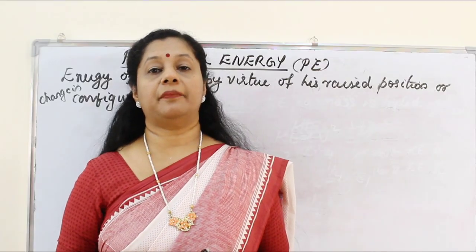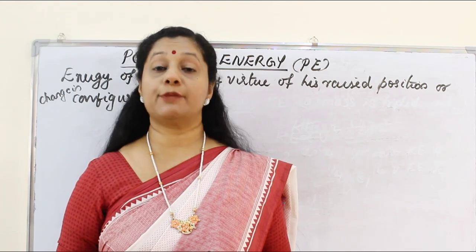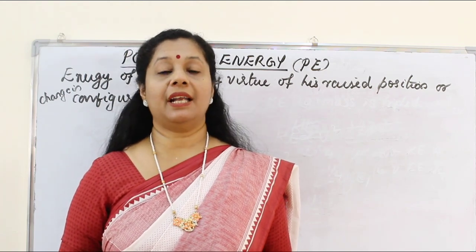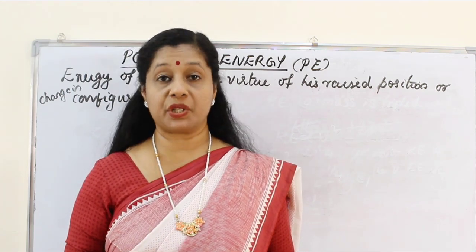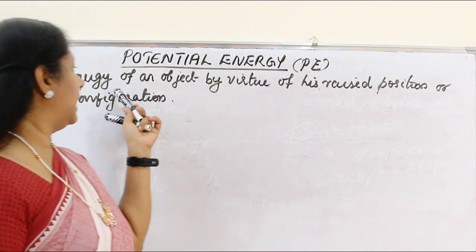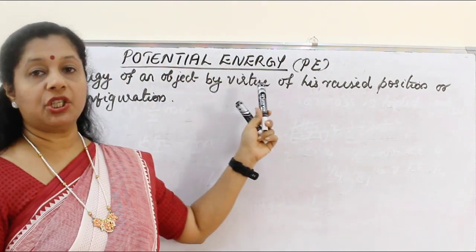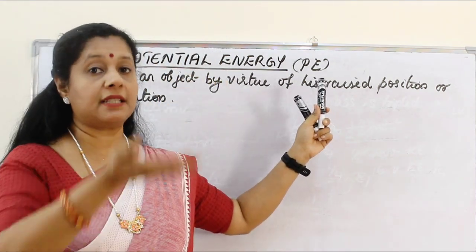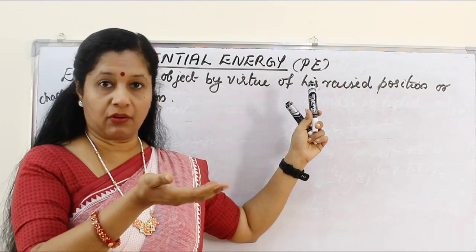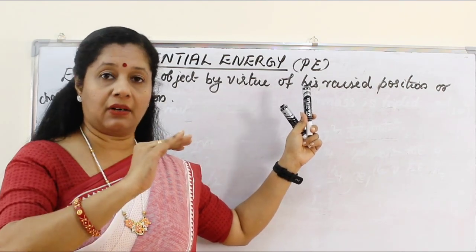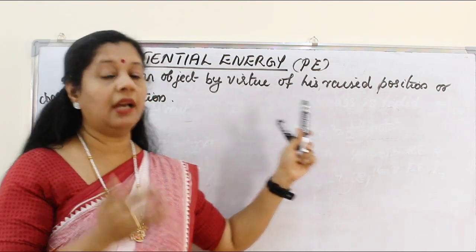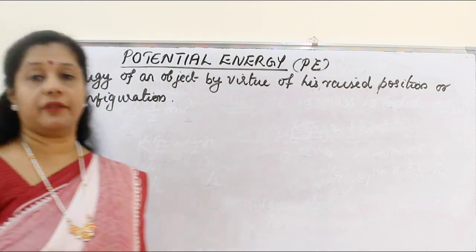The second type of mechanical energy we have to study is potential energy. Potential energy is by virtue of its position. So it is the energy possessed by an object by virtue of its raised position, that means above the ground level. Whichever object is above the ground level has potential energy, or by a change in its configuration.